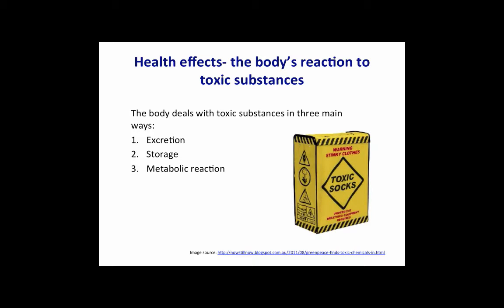For storage, some substances, such as DDT, are stored in body fat or tissue, having a constant exchange with the bloodstream, resulting in damage. In terms of metabolic reaction, toxic substances may be detoxified by the liver. This may be accompanied by liver damage, such as hepatitis or cirrhosis, and also the production of reaction products which are more toxic than the original.